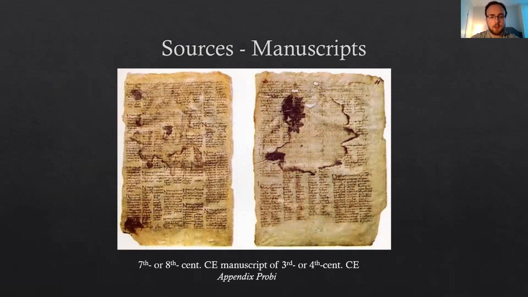So right here, this manuscript, it's a 7th or 8th century manuscript of a 3rd or 4th century text we call the Appendix Probae, which we'll talk about later. And I personally think this manuscript illustrates a lot of the issues with working with manuscripts. This right here is a palimpsest. A palimpsest is what we call a text that, so a manuscript has been written with a certain text on it. That text is then rubbed down in order to try to get rid of it, and then a new text is written over it. That's a palimpsest. So this right here is a palimpsest with the Appendix Probae written over something that we're not really sure what it is anymore because it's been written over.